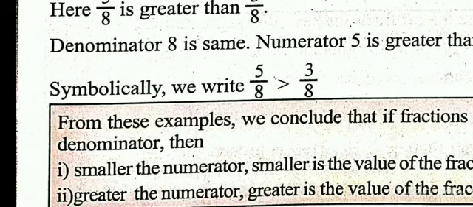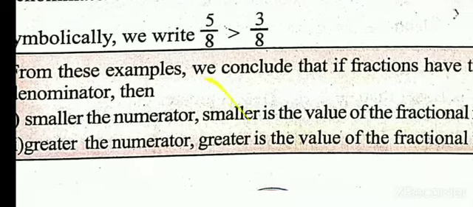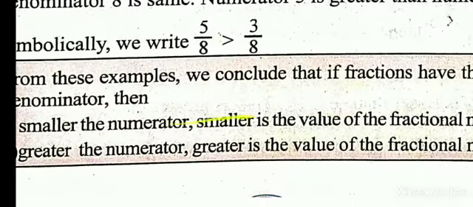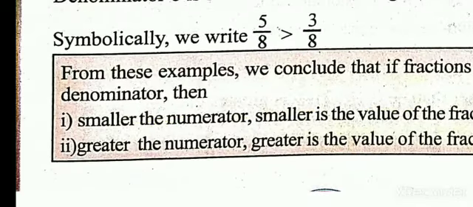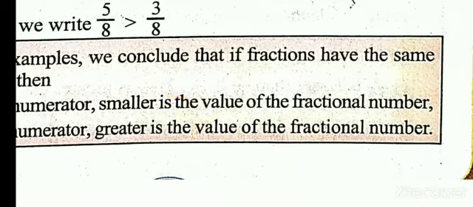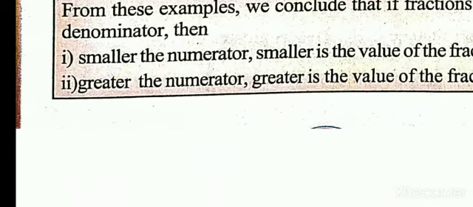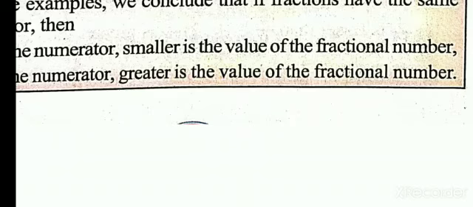Symbolically we write 5 by 8 is greater than 3 by 8. From this what we can understand? From these examples we conclude that if fractions have the same denominator, then smaller the numerator, smaller is the value of the fractional number. Greater the numerator, greater is the value of the fractional number.